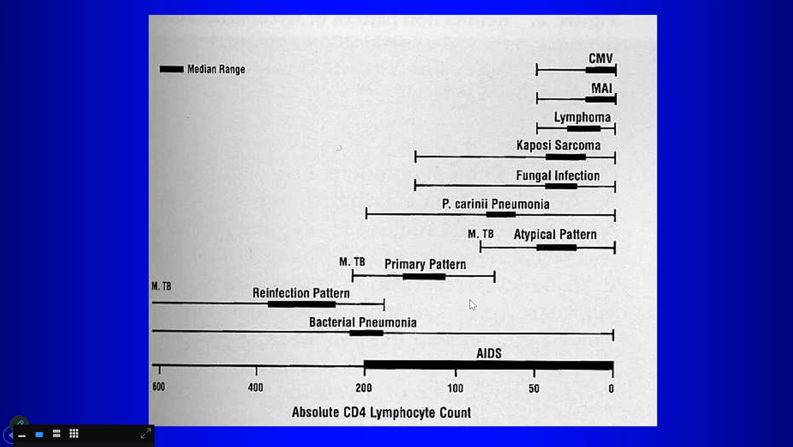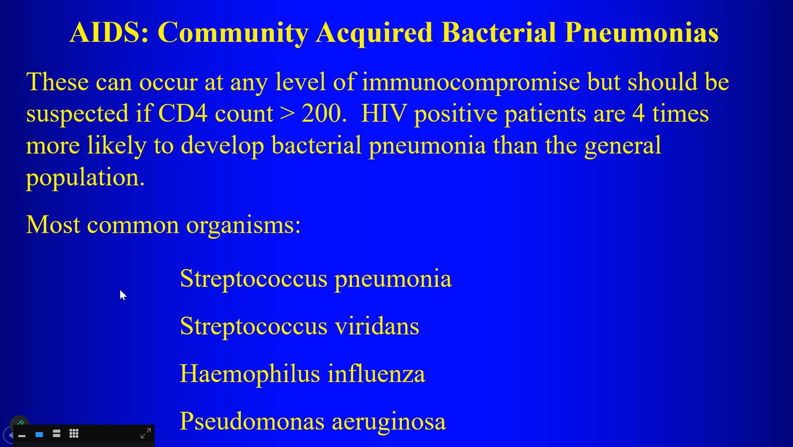And then the more unusual infections, atypical mycobacteria, pneumocystis, fungal infections, they tend to occur with much lower CD4 counts. MAI, CMV, very low CD4 counts. And when you get to the lower counts, you can also think about neoplasms like lymphoma and Kaposi's sarcoma. So knowing the CD4 count can sometimes help you in terms of what pathology you're thinking about when you're looking at the chest radiograph.